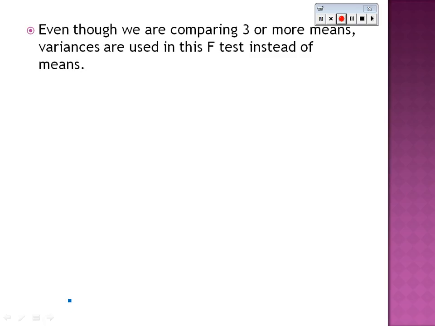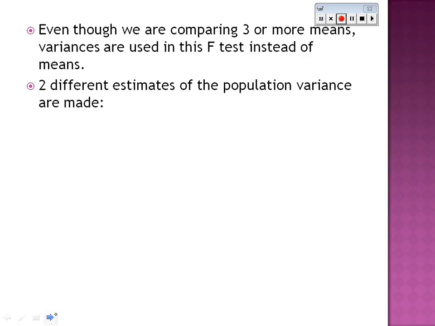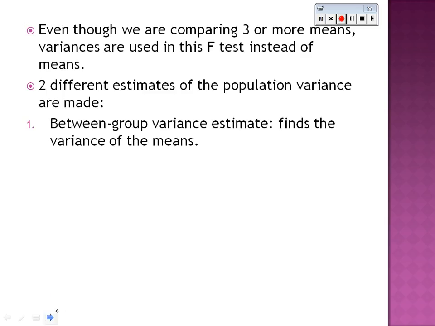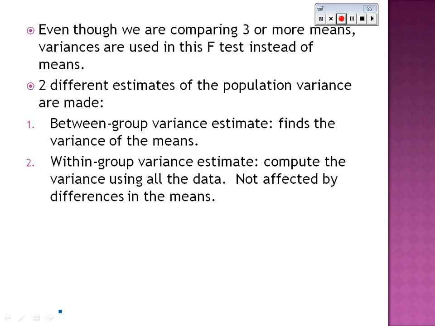Even though we are comparing 3 or more means, variances are used in this F-test instead of means. 2 different estimates of the population variance are made. The first one is known as the between group variance estimate, and that finds the variance of the means. And then the within group variance estimate, we compute the variance using all the data. It's not affected by the differences in the means.